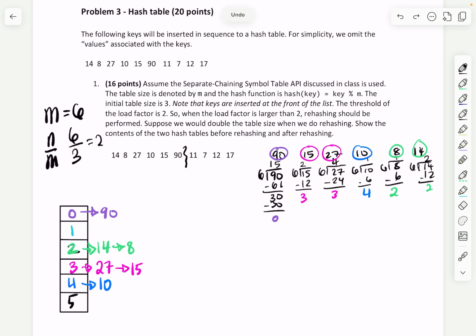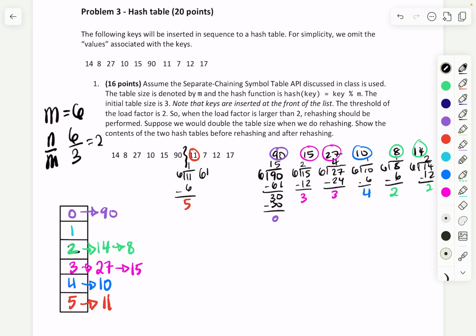So I need to find the hash for 11. So key is 11. M is now 6. So again, we're just doing 6 by 11. That's 1, 6, 7, 8, 9, 10, 11. That's 5. That means 11 goes here. Then 6, 7, 1, 6, 1. So 1 we haven't used. So 7 goes right there.